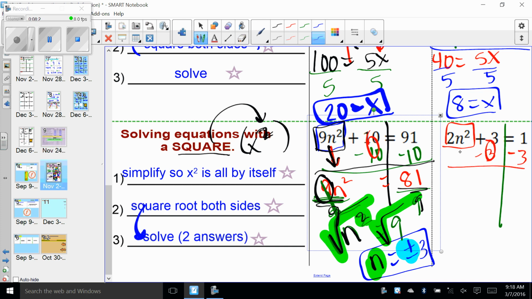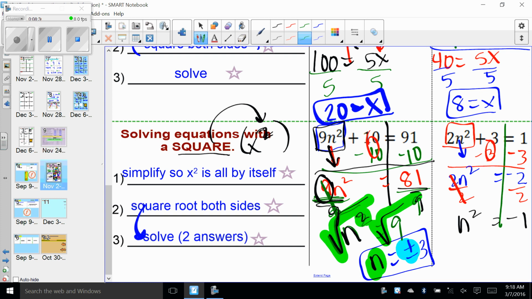Working left to right then. If I haven't used it, I drag it down. And 1 take away 3 is negative 2. Divide by 2, copy, paste. And so we get n squared equals negative 1. That's a triangle problem there on the right, which is negative 1.